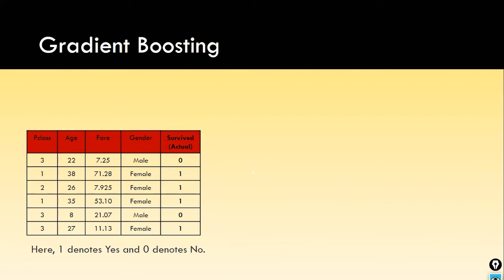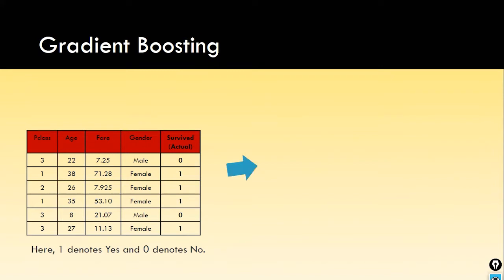This dataset has independent attributes like age, gender, fare, P class with the target attribute as survived. Here, 1 denotes yes and 0 denotes no. Here we are going to predict the survival of the passengers on the Titanic ship based on a few features like age, gender, and so on. So with this, we will understand the idea behind gradient boosting, how it helps minimize the error.